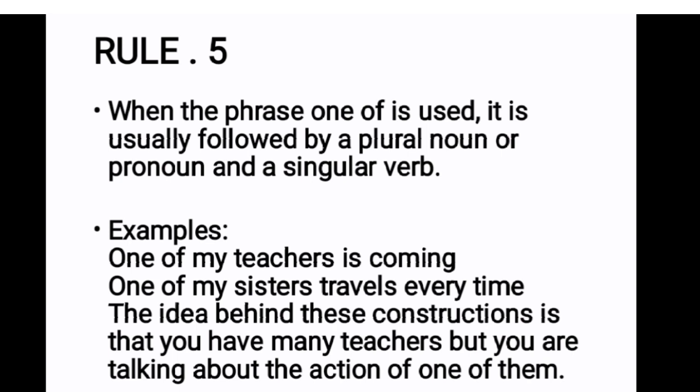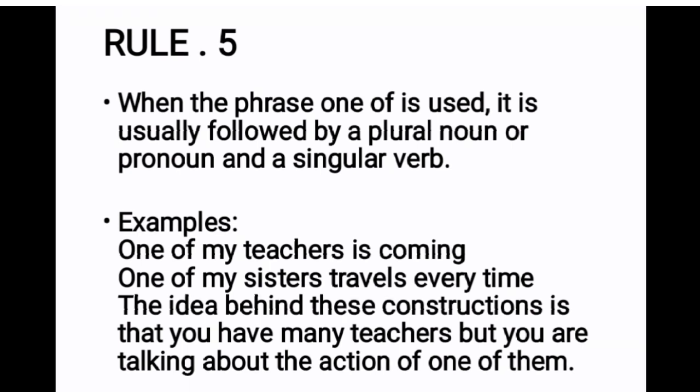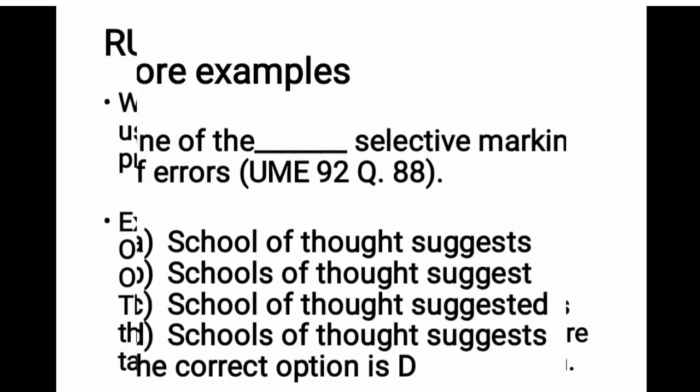Number 5. When the phrase one of is used, it is usually followed by a plural noun or pronoun and a singular verb. Example: one of my teachers is coming. You can see one is coming. One of my sisters travels every time. So it's usually followed by a plural noun or pronoun and a singular verb. Sisters is plural, but it has a singular verb. Teachers is plural, but it has a singular verb.